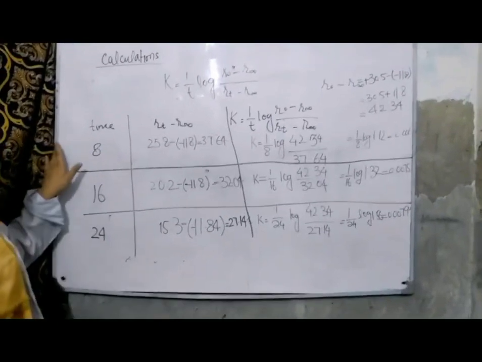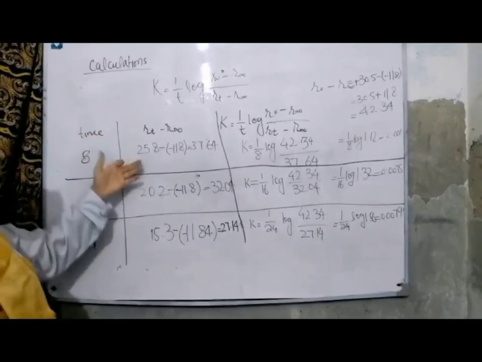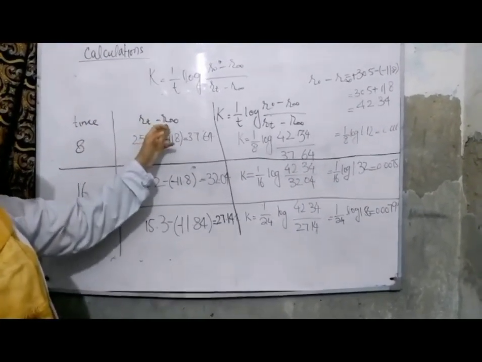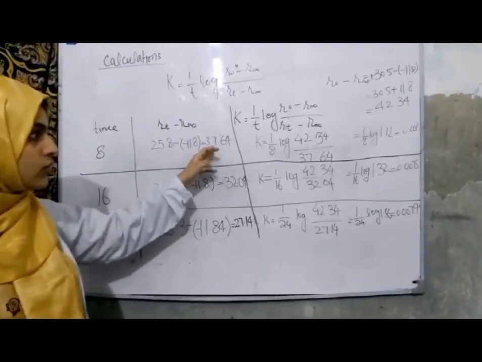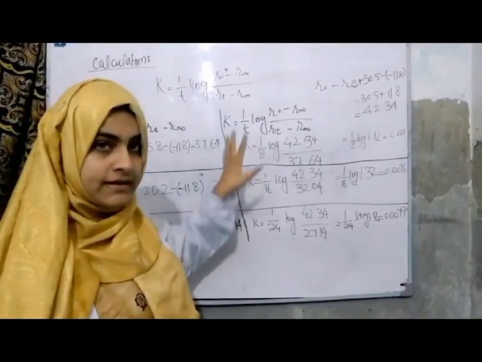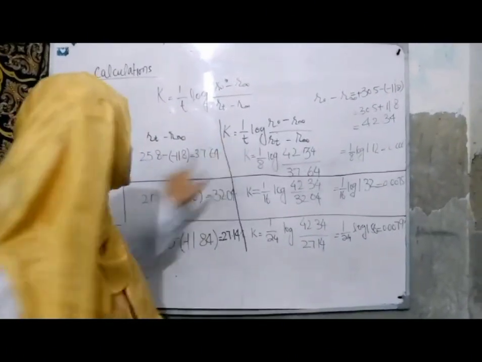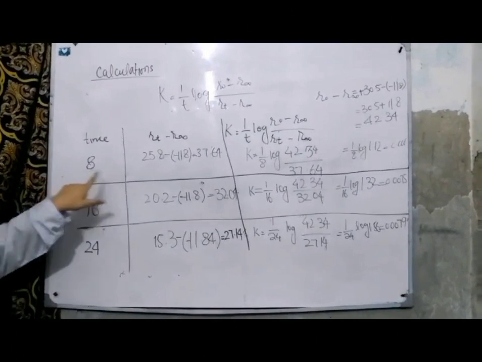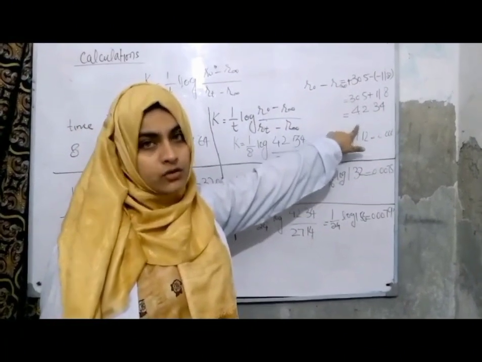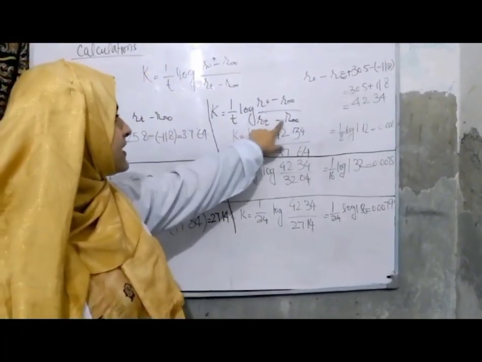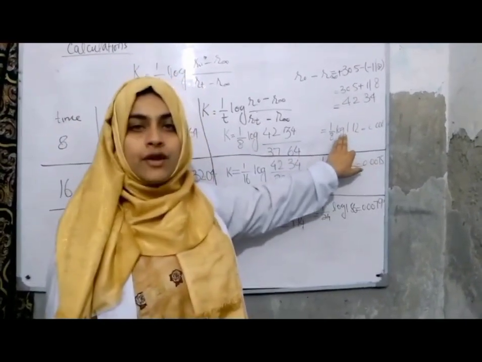Now we will find the velocity coefficient at different times. For 8 minutes we take the optical rotation at 8 minutes and subtract the value of optical rotation at infinity time from it. After this we get 37.64. Now after calculating Rt minus R infinity we will find the velocity coefficient. For this, put 1 over 8 instead of 1 over t, times log of R naught minus R infinity, which we calculated earlier, that is 42.34, divided by Rt minus R infinity that we have calculated. After dividing we get 1.12.